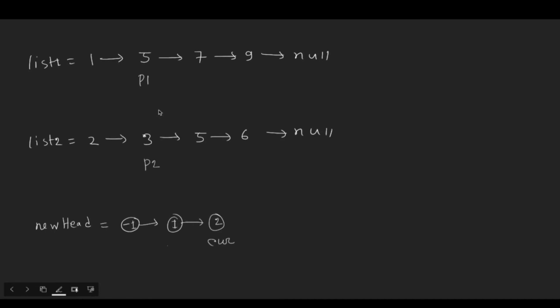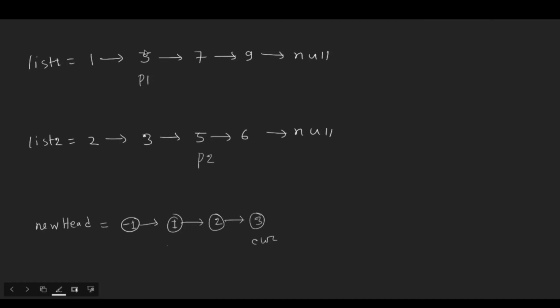Now we're going to check the values of the two pointers. 3 is the minimum, so let's take this node and add it to the next of our current. So here we're going to add this node 3. Let's move current to the next, so current will point here. Since we have taken this node, let's move P2 right here.